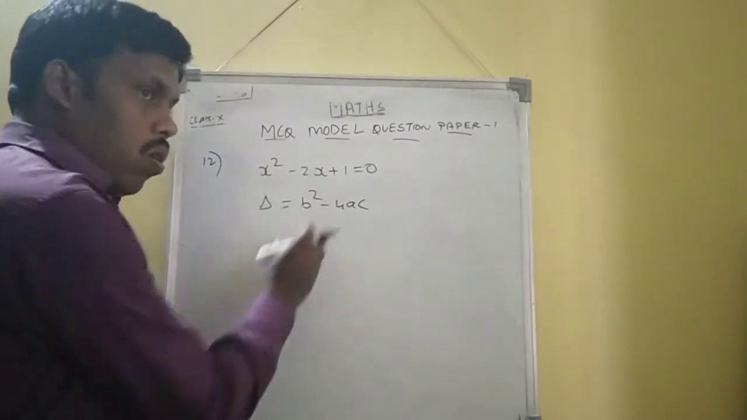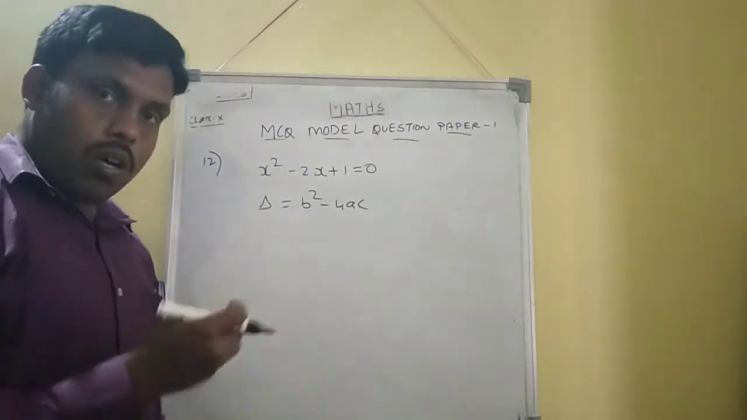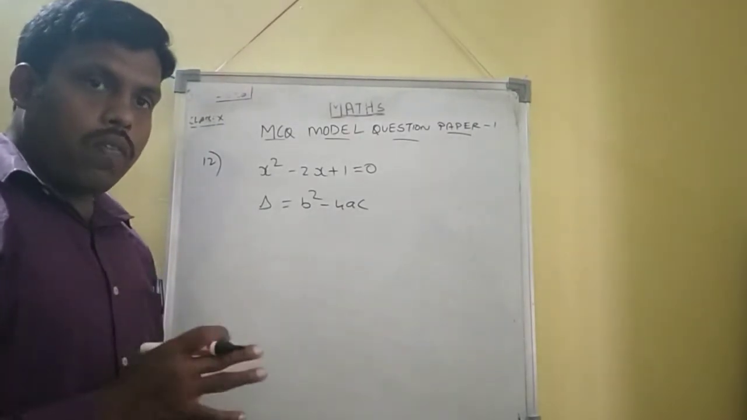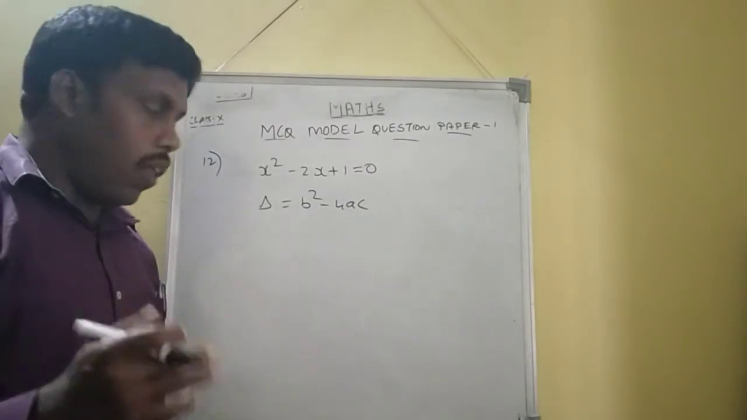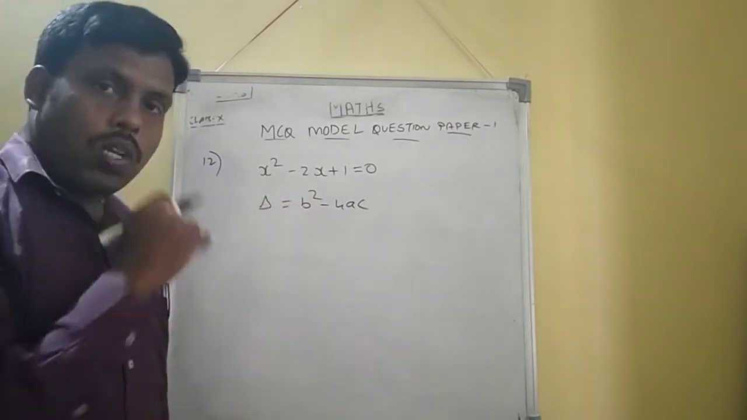If delta is equal to 0, then the two roots are equal. Real and equal. Real means the roots exist, and equal means the two roots are the same, like 2 and 2, or minus 4 and minus 4. And if it is a negative number, less than 0, then the roots are imaginary.